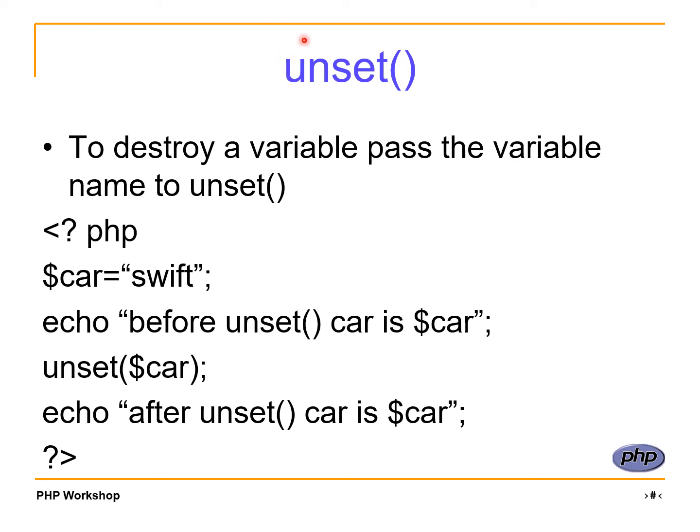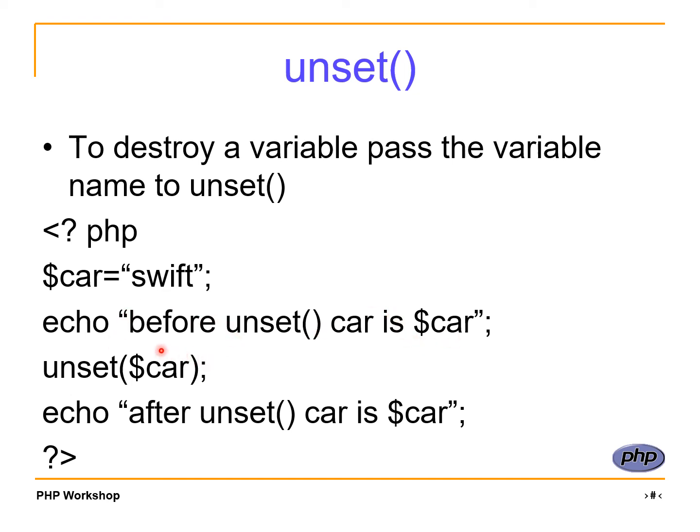The next function available in PHP is unset. Unset is used to destroy a variable. If you have a variable and you want to destroy it, you have to pass that variable name to the unset function. Here is an example code. This is the starting of the PHP script tag. $car is equal to Swift. So car is a variable which contains the string value Swift. Echo before unset car is $car.